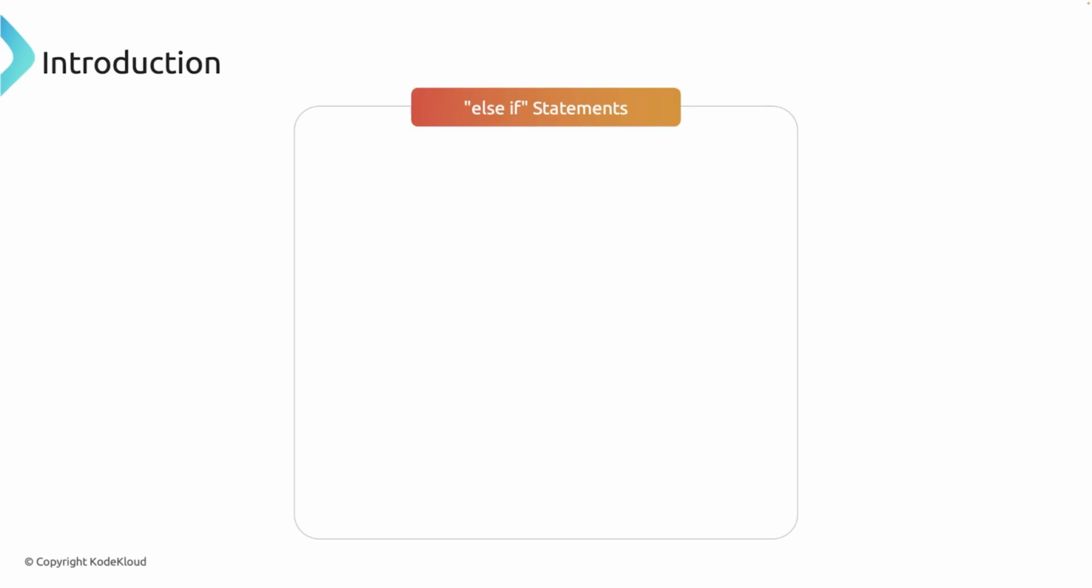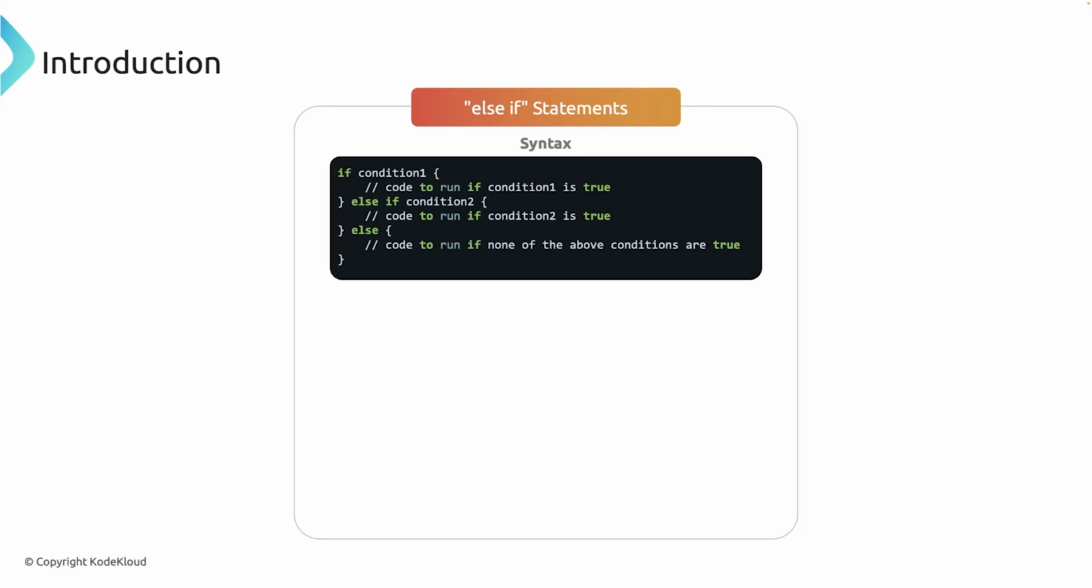Now let's look at the else if statements. The else if statement allows you to check multiple conditions in sequence. Once a condition is found to be true, the corresponding block of code is executed and the rest of the conditions are skipped. So in addition to the if statement, you can use multiple else if statements to specify more conditions. Let's look at this example.